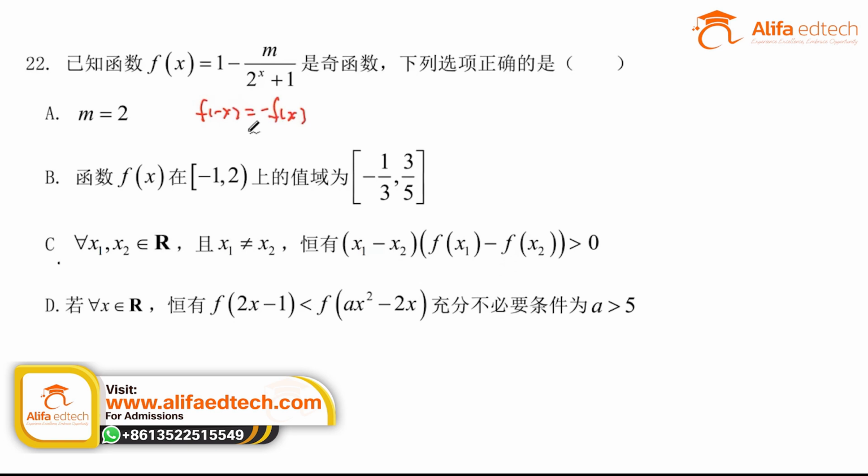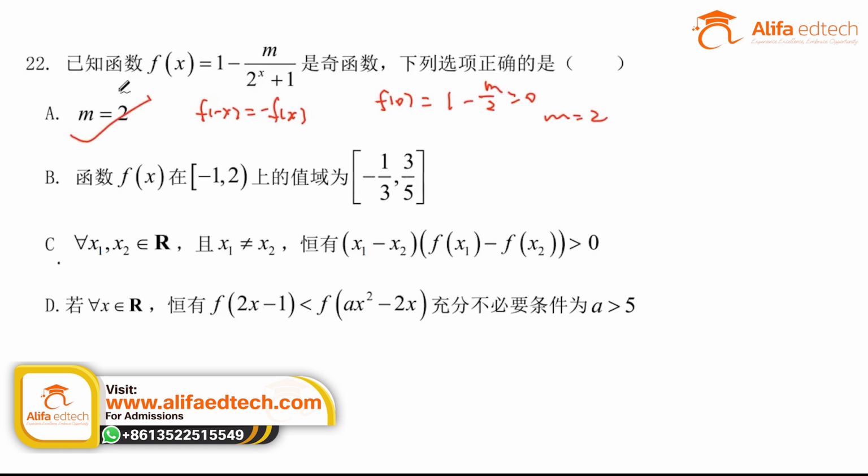Many teachers forbid this method. If you can't use f of 0 equals 0, use the definition, apply f of x equals negative f of negative x. Otherwise, using f of 0 requires a proof even for multiple choice. We just need to use f of 0 equals 0, so let's see what f of 0 equals. It's equal to 1 minus 2 to the power of 0, which is 1, plus 1, which is 2. So 2 to the power of m equals 0, which is easy to solve. M is indeed equal to 2. So A is correct. No proof is needed for multiple choice or fill-in-the-blank ones.